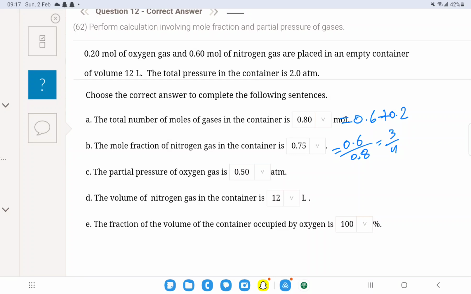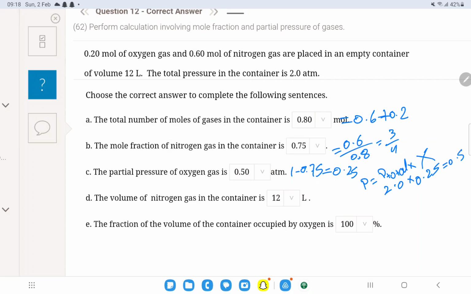And the partial pressure of oxygen is, you can find the mole fraction using the same way you did for nitrogen, or you can do 1 minus mole fraction of nitrogen to get mole fraction of oxygen, and then you do partial pressure equals P total times X, the mole fraction. So P total is 2 times 0.25, you get 0.5.